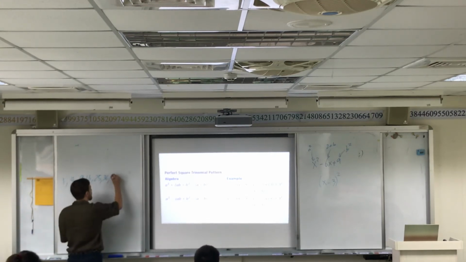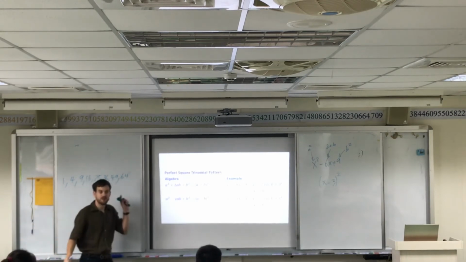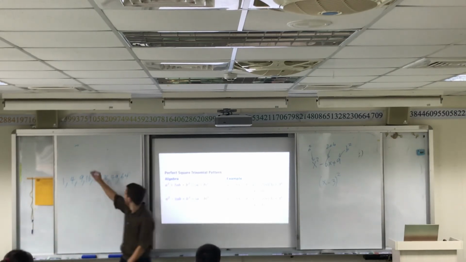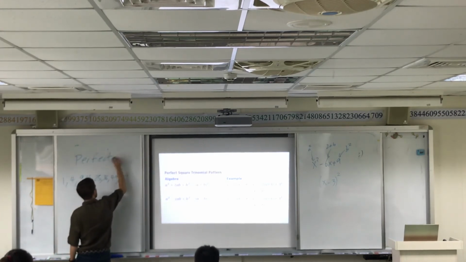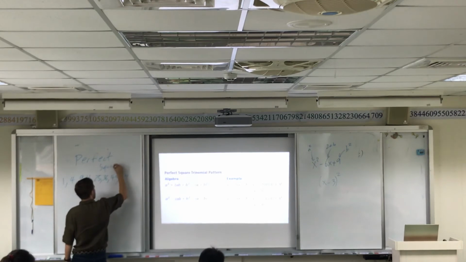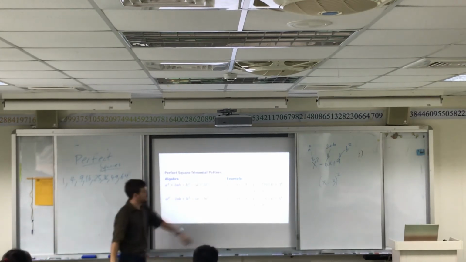36, 49, then 64, 81. These are perfect squares. Why do we call them perfect squares? Because there's something times itself. Yes, this is a perfect square.